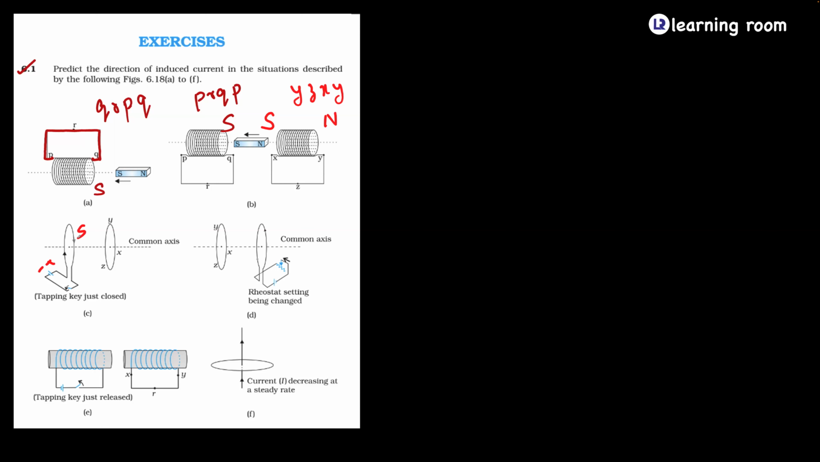Now tell me one thing. Initially, when the switch is open, there is no flux associated with the first coil, so there is no flux associated with the second coil also. Whereas, as soon as you close the tapping key, the current is going to go from 0 to some value. From 0, it is going to grow to some steady state value.